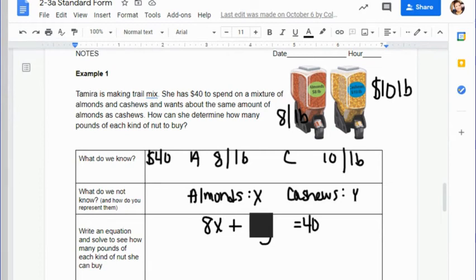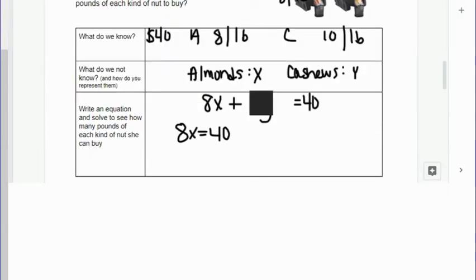So I went ahead and covered up my Y, and I'm going to solve 8X equals 40. When I cover up my Y like that, that is the same thing as saying Y is 0. So when I do that, I get X is equal to 5. So when Y was 0, X was 5. So the point would be 5, 0.